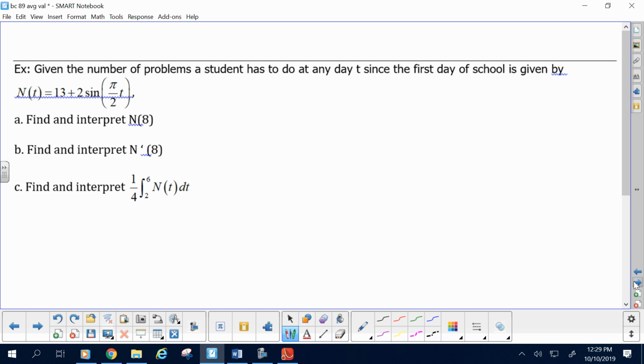All right, last but not least, this kind of average value idea occurs a lot in the responses where you do some writing. So imagine if I told you that the number of problems a student has to do at any time since the first day of school is given by this function. So this graph feels like it's going to be increasing and decreasing, increasing and decreasing. Why would it increase and decrease? Because of the sinusoid. That's true, but in terms of the number of problems, why would it increase and decrease? Because every day you do some and I give you some. Okay, so you're doing some and I give you some. So you're in a constant state of doing problems. Yay?